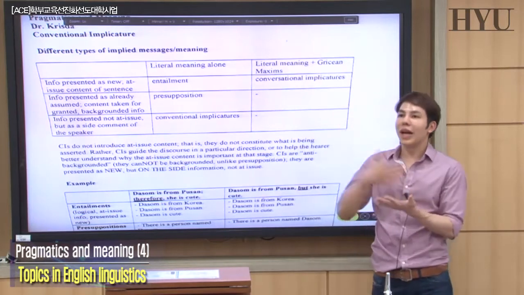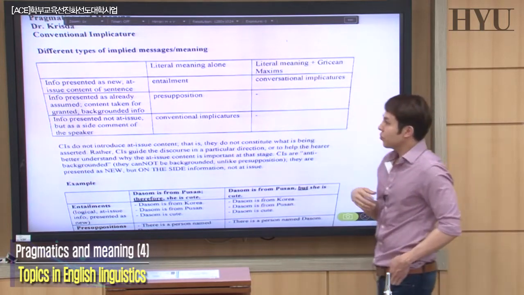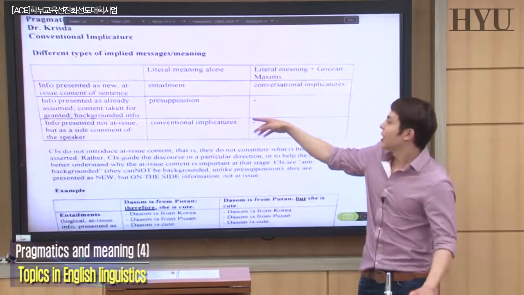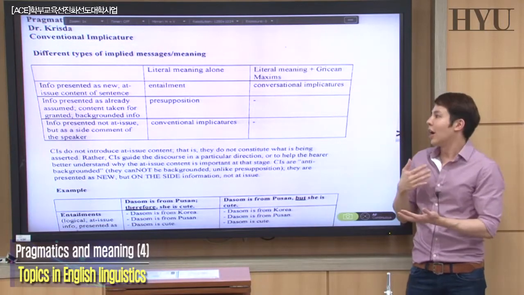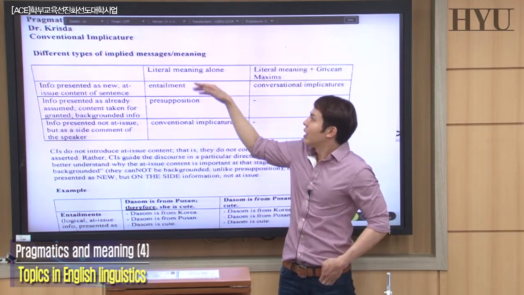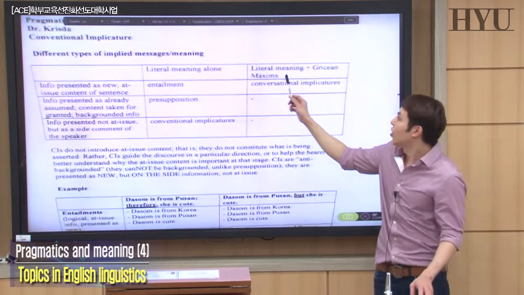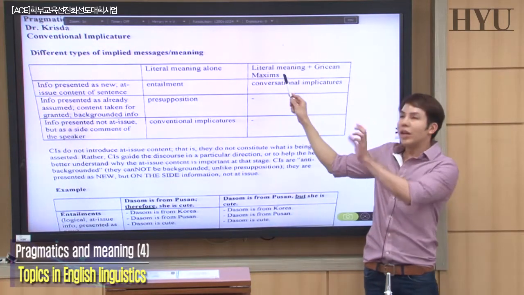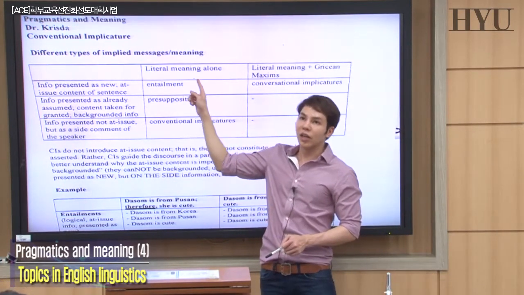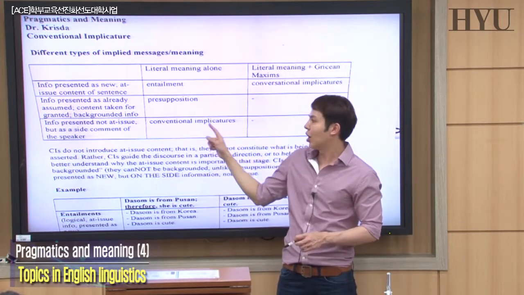Again, now we come back to conventional implicature, okay? We already talked about conversational implicature. So in this table, you see maybe 3 major different types of implied messages, but there are actually 4, right? We have entailment, okay? You have one column that has to do with the literal meaning, and the other column that has to do with the literal meaning plus the maxims, right? So when you have the maxim, it has to do with conversational implicature that we just finished. But when you consider the literal meaning alone, the meaning according to what the sentence says, you have entailment, you have presupposition, and you have conventional implicature.